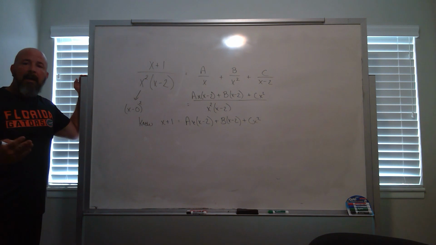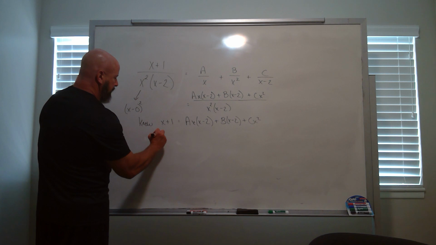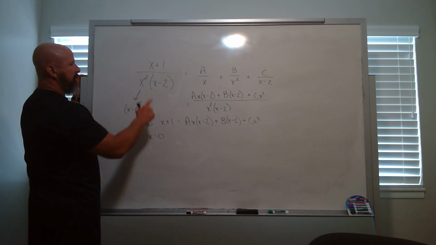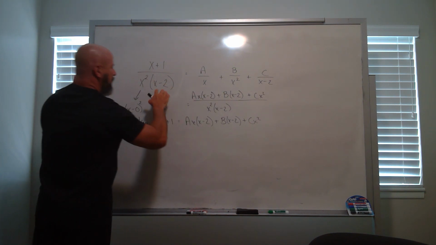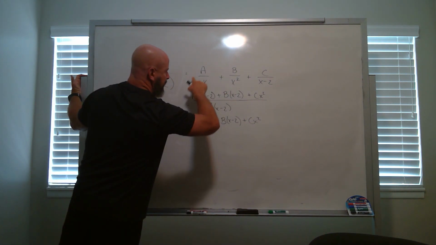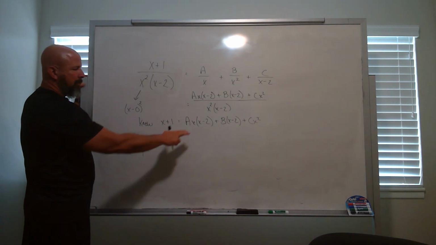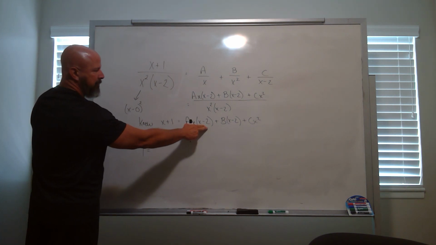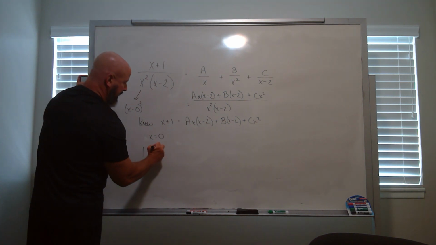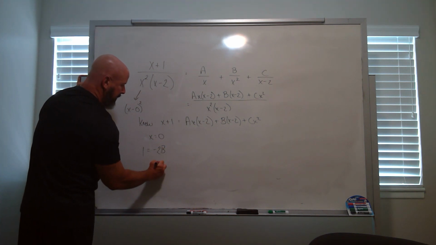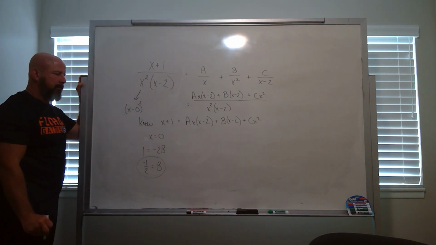And then this is where we use values of x to help determine. Let's say x equals 0. I like to use my domain restrictions. I got a domain restriction of 0 and 2. You can look at it here, you can look in this part. So x is 0, I'd have 1 equals, 0 would take out the A term. It would take out the C term, because C times 0 squared. And it would give me negative 2B. B would be negative 1/2. There's one of them.